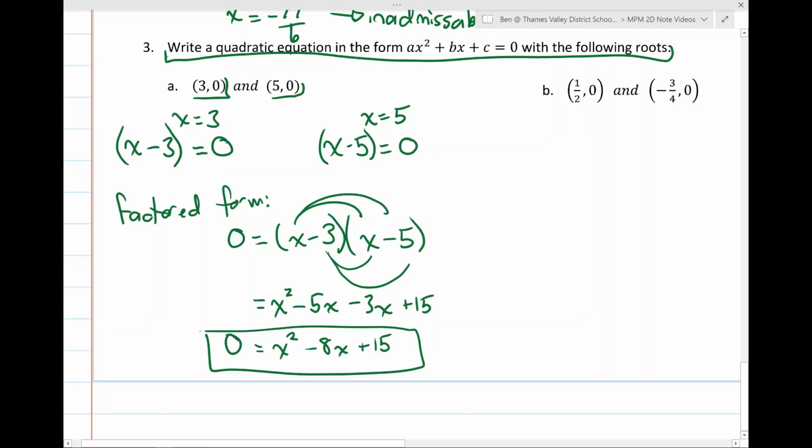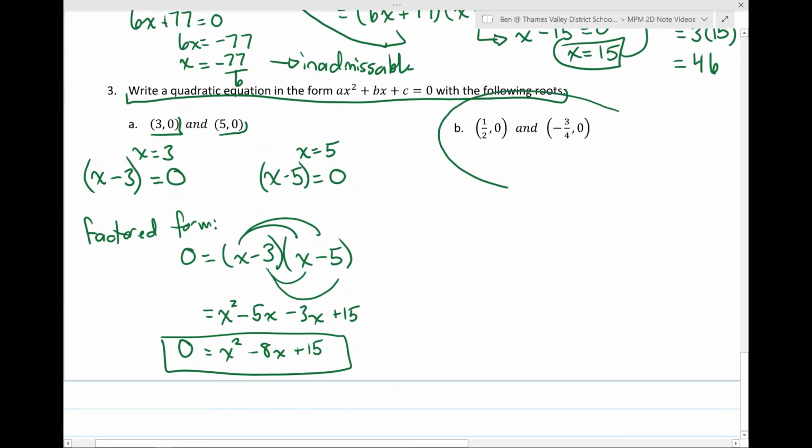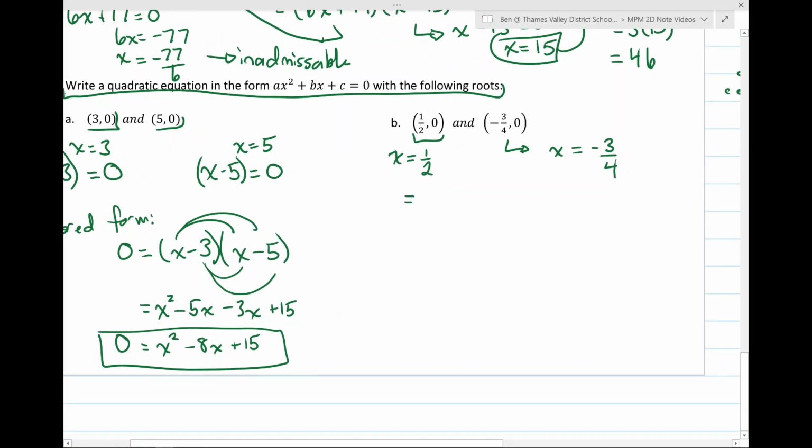And then we can perform a similar pattern over here. This time, though, we're working with fractions. So if we're working with fractions, let's try it out. That tells us that x equals 1/2 is a root, and x equals negative 3/4 is a root over here. So let's rearrange this first side. I can multiply both sides by 2, so that's 2x equals 1, and then I can subtract 1 from each side, so 2x minus 1 equals 0.